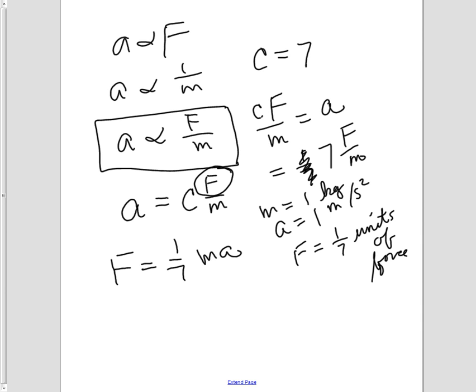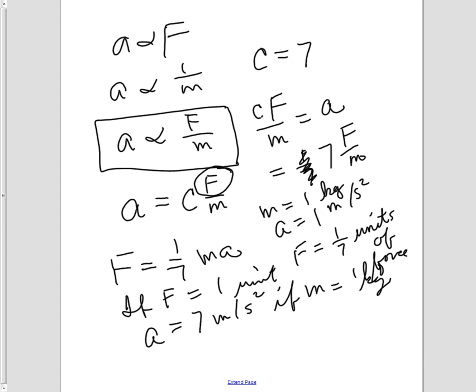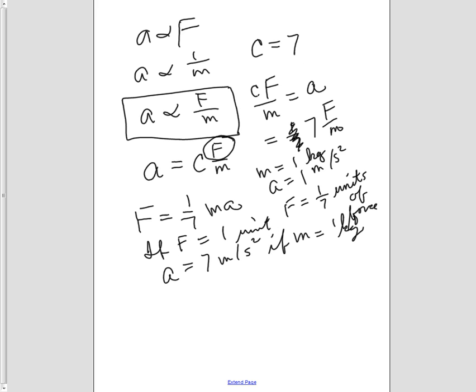Okay, so that says that if F equals 1 unit, okay, then acceleration is equal to 7 meters per second squared if m equals 1 kilogram. So 1 Baker of force would cause a 1 kilogram object to have an acceleration of 7 meters per second squared. Well, I would say that would be a pretty dumb way to define a unit of force. So I'm going to choose a number that I like much better for C.